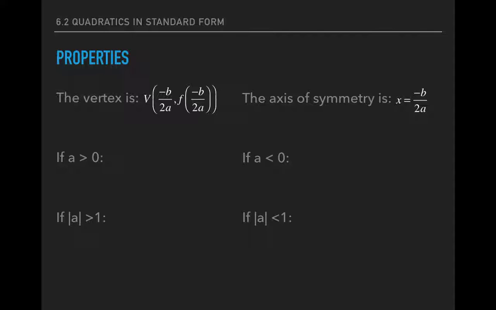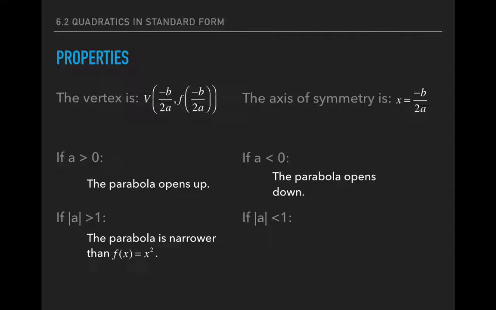Now, the rest of this is much like you've already seen. If a is greater than 0, meaning it's positive, it's happy, it's going to open up. And if a is less than 0, it's negative, it's a sad parabola, and it's opening down. If the absolute value of a is greater than 1, it's going to be narrower than your parent function. And conversely, if the absolute value of a is less than 1, it's going to be wider than your parent function.